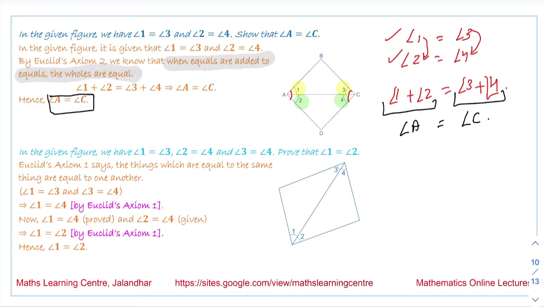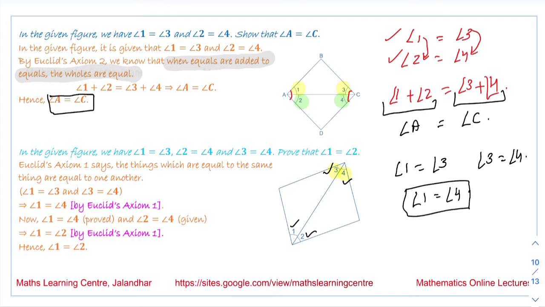Similarly, in the next question, angle 1 is equal to angle 3, and angle 2 is equal to angle 4. Further, it is given that angle 3 is equal to angle 4. So what we see from this is that angle 1 is equal to angle 3 and angle 3 is equal to angle 4. This is given to us. So by Euclid's first axiom, we get that angle 1 is equal to angle 4.